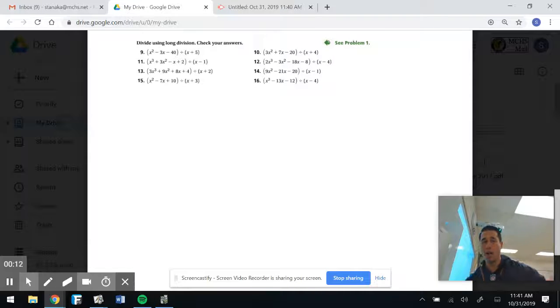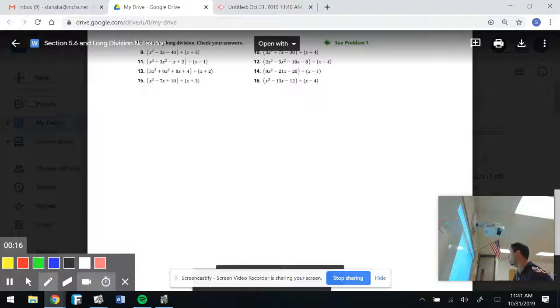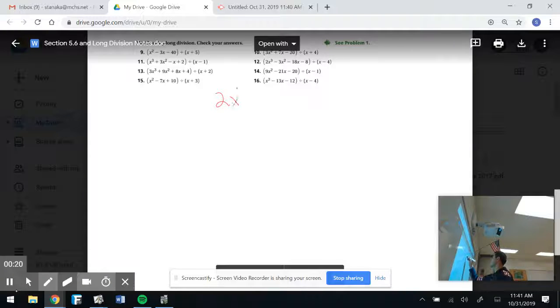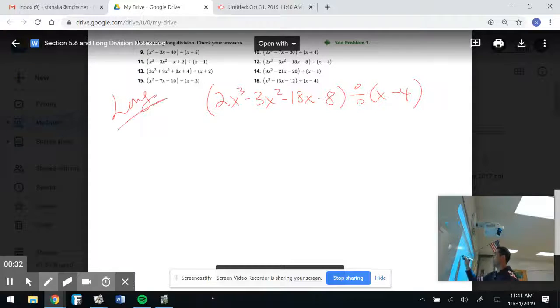All right, let's go ahead and look at this. We are going to do number 12 first. What the heck is long versus synthetic division? Number 12 says 2x cubed minus 3x squared minus 18x minus 8, and we are going to divide that by x minus 4. So remember, let's check a little long division out.